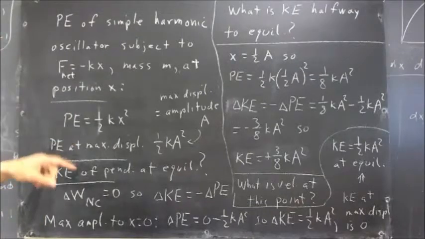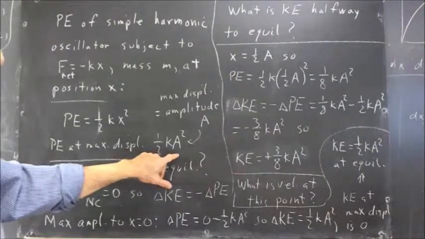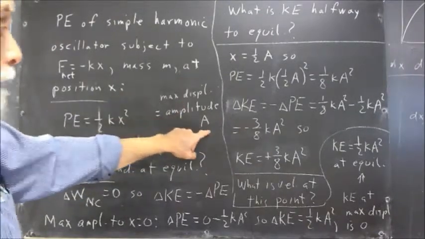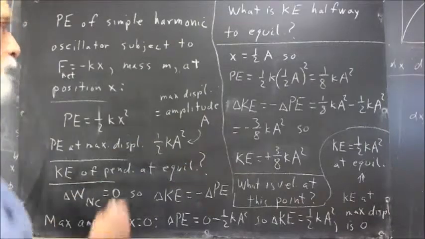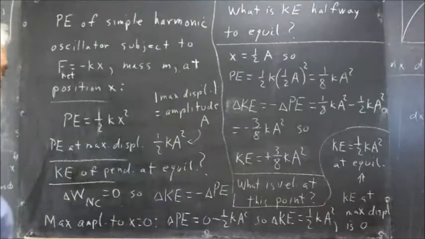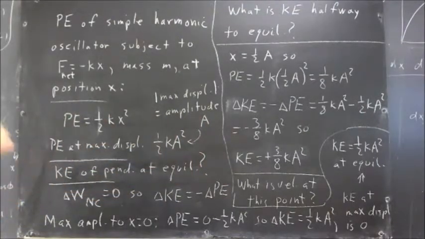Okay, now what's the potential energy at maximum displacement? Well, that's 1/2 Ka squared. The maximum displacement is called the amplitude, which is A. And actually that's the magnitude of the maximum displacement. Maximum displacement could be A or negative A.